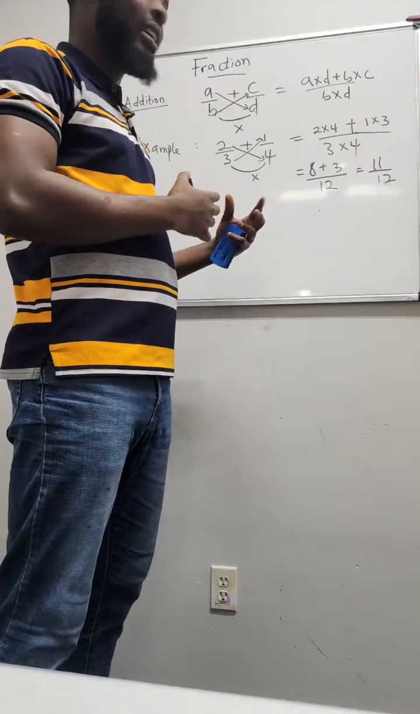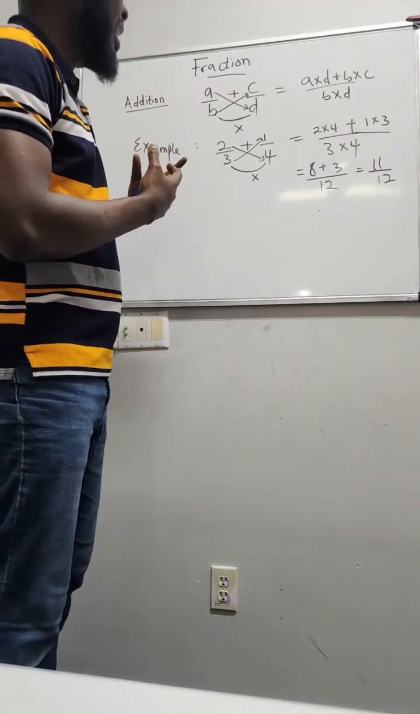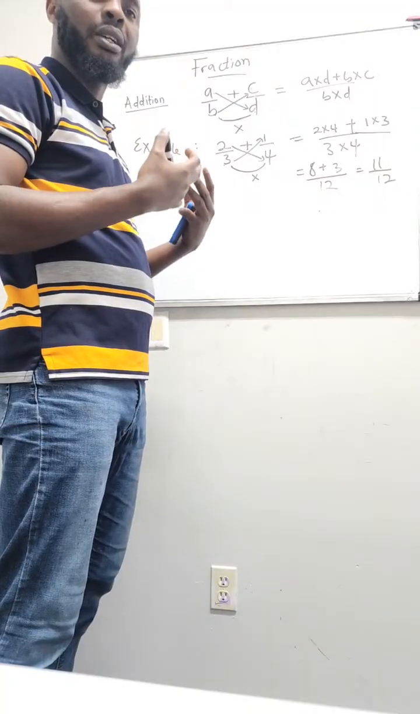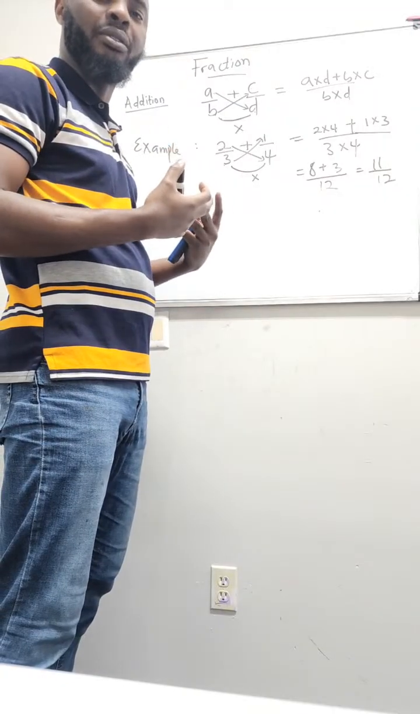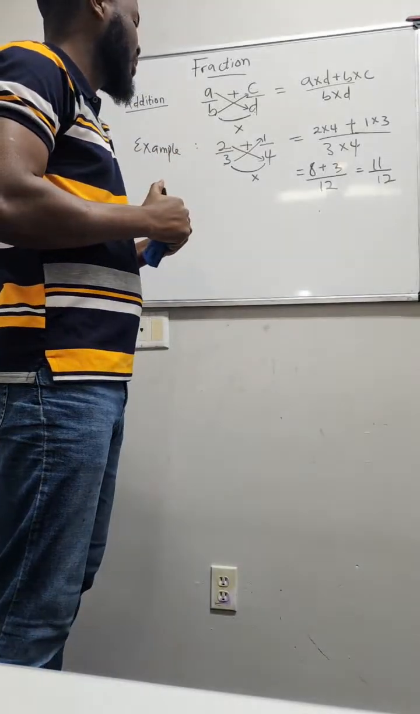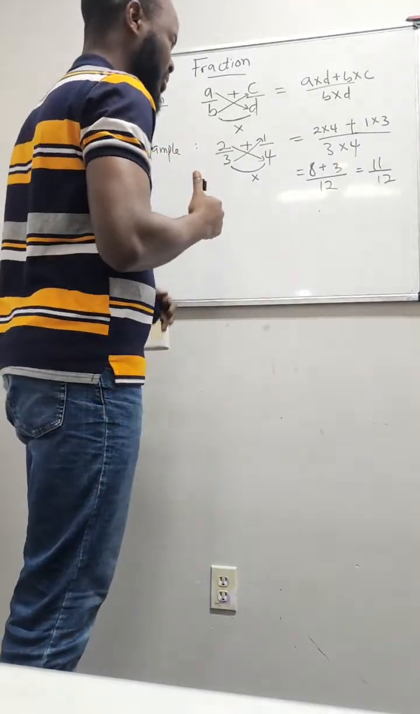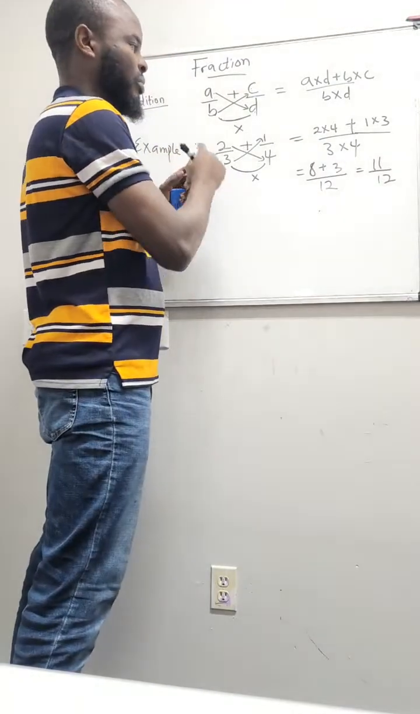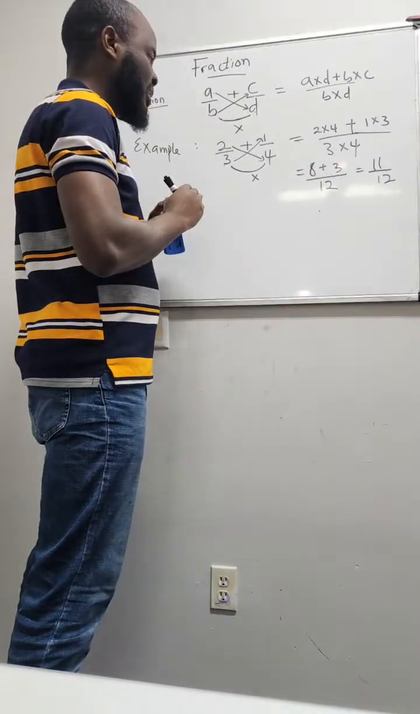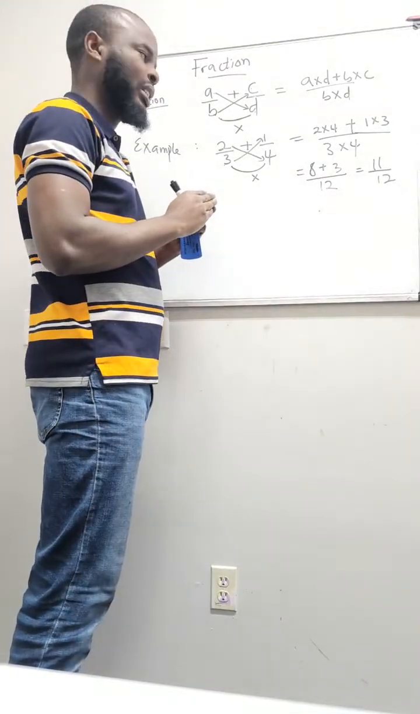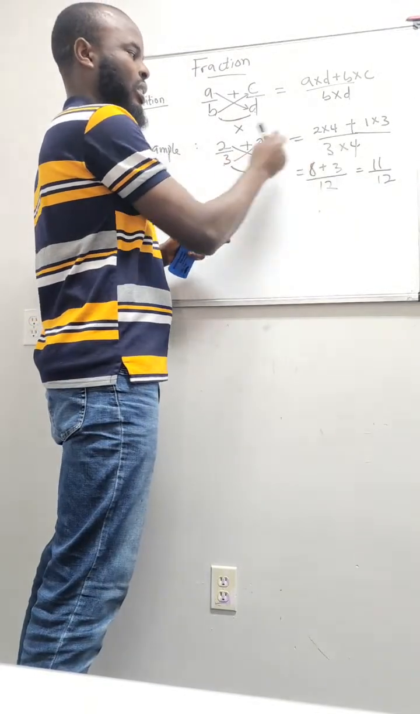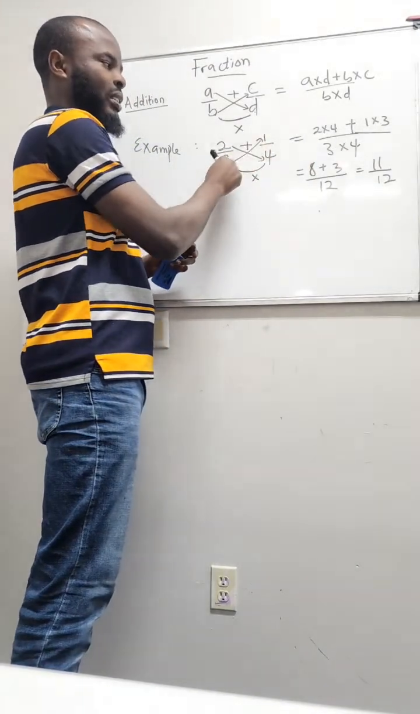The first example I gave you was when you have the same denominator. What you have to focus on is what kind of denominators you have. Are they the same denominators or different denominators? If the denominators are the same, it's very easy and straightforward. But if the denominators are different, then you have to multiply the denominators first, and you can cross multiply like this.